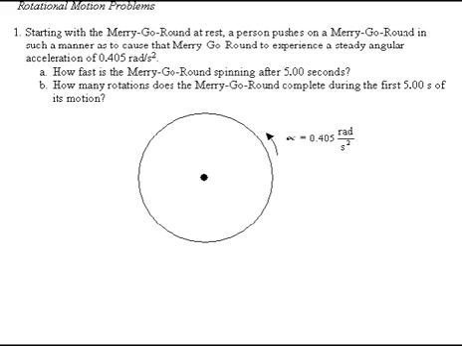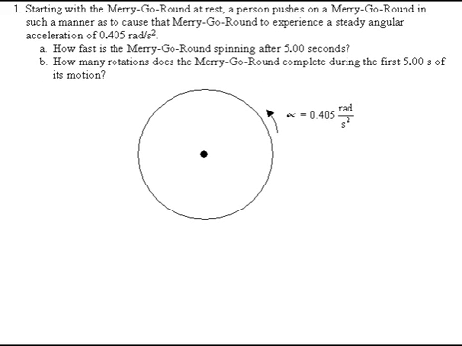How fast it's spinning is what its angular velocity is, the magnitude of its angular velocity. So part A, we'll start by using one of our constant angular acceleration equations, because they do state that it's a steady angular acceleration of 0.405 radians per second squared. That wording means that it is indeed a constant angular acceleration. So we're justified in using our constant angular acceleration equations.